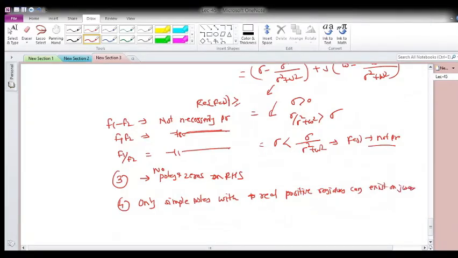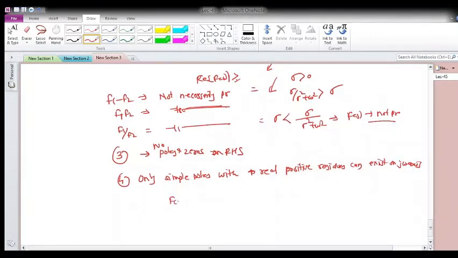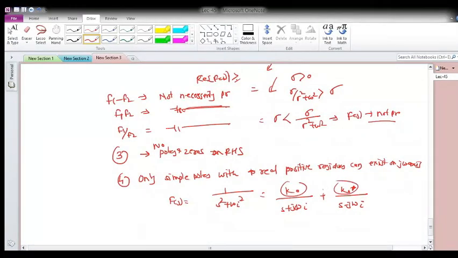This is the fourth property. What does it mean? If I have the simple pole, F(s) will be equal to 1 over s square plus omega_i square into some denominator. So if I write its partial fraction, it will become k naught over (s plus j omega_i) plus complex conjugate of k naught over (s minus j omega_i). Okay, so this will be simple pole. So the function will be PR if and only if this k naught will be real and positive.